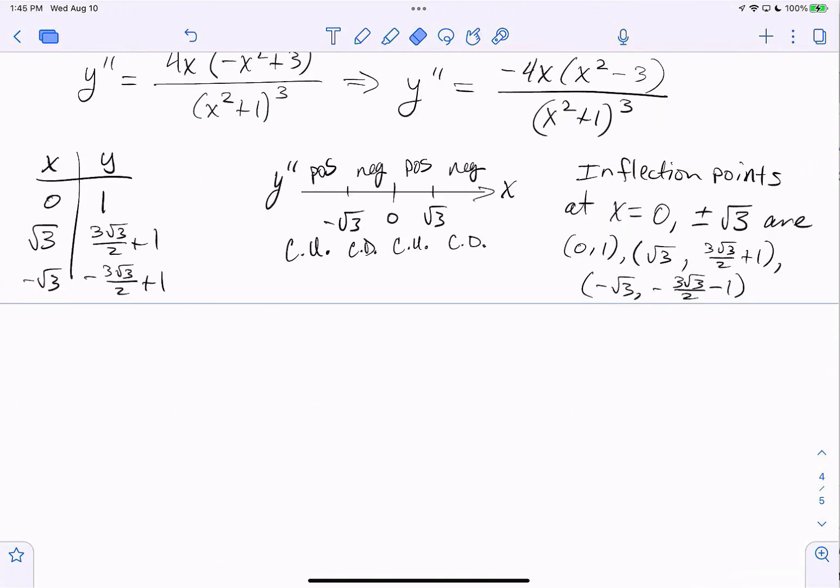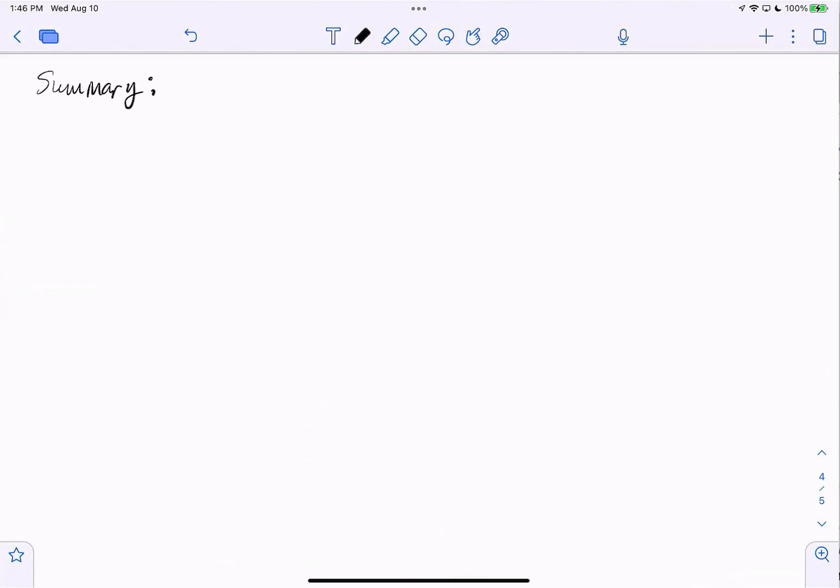Okay. I want to go ahead and summarize all this, but I'm going to ask you to do it first. We dealt with y, we dealt with y prime, and we dealt with y double prime. I'd like for you to gather together all the stuff that we've done, and then see if you can sketch the graph and then come back when you're done.